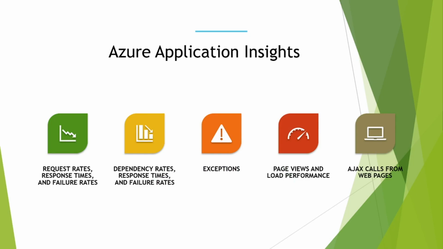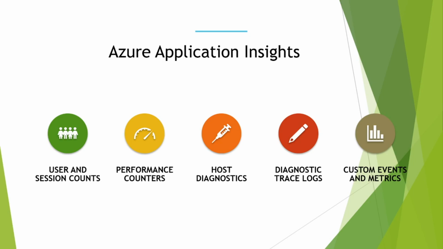Now, there's a lot of data that it gets. So you can just see, right off the bat, request rates, response times, failure rates, dependent calls and how many of those fail, the actual exceptions, and call traces. That's huge. On the browser side, you can see page views and actual load time performance, so like how long it takes to get the page and render it. Ajax calls, how many users are on your site and the sessions, different performance counters. So maybe how many garbage collection incidents are happening in .NET, or host diagnostics, or trace logs.